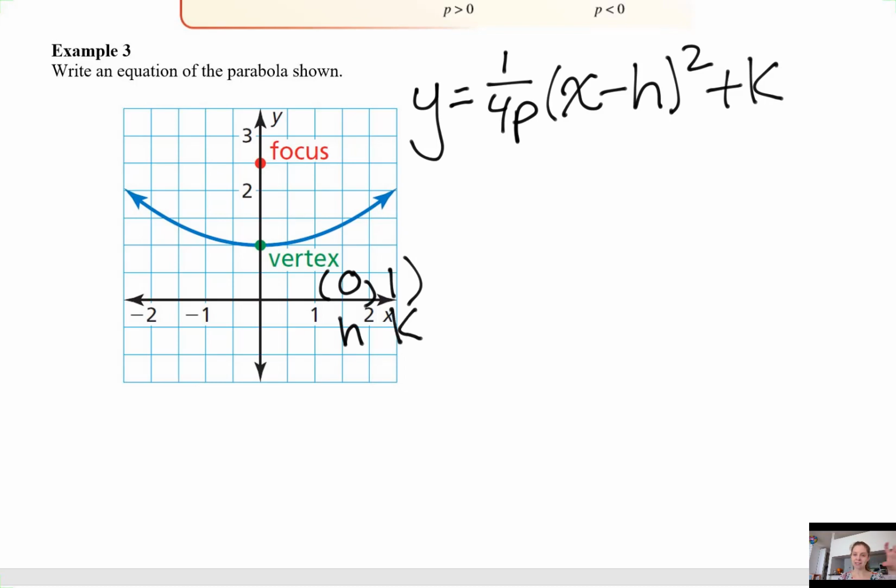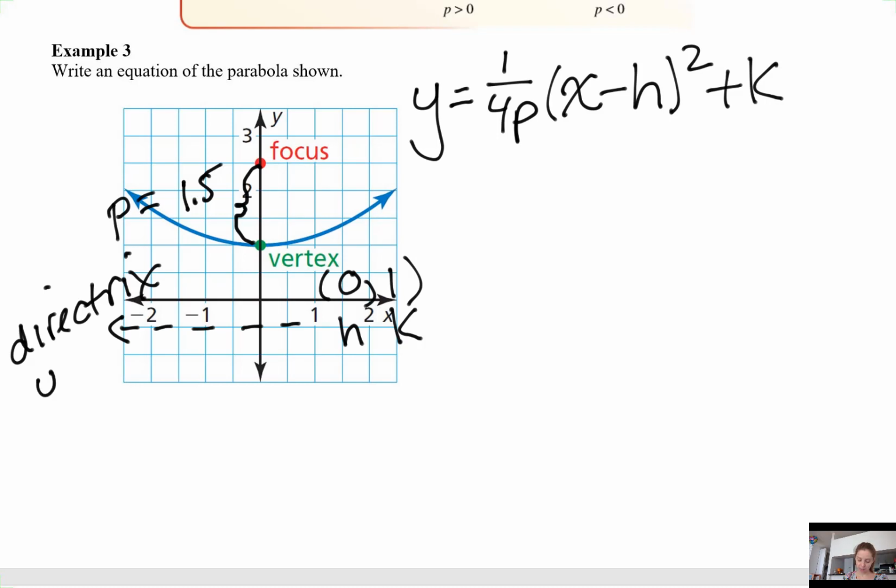And now my p value is the distance between the vertex and the focus. So this distance, and the scale is 0.5, is 1.5. So I know that p equals 1.5. As a bonus, I could draw the directrix in this diagram. I could go down 1.5 spots and draw the directrix, which would be y equals negative 0.5. That's a bonus. You don't need it to write the equation.